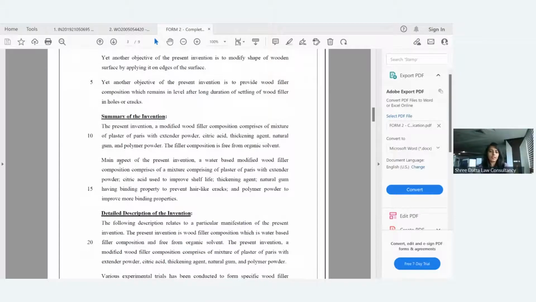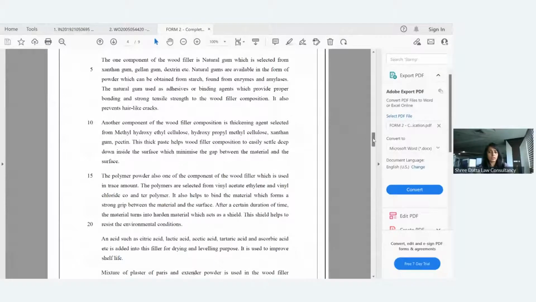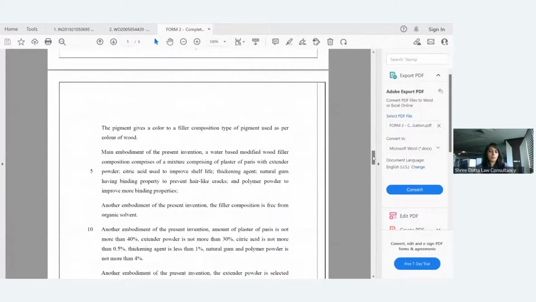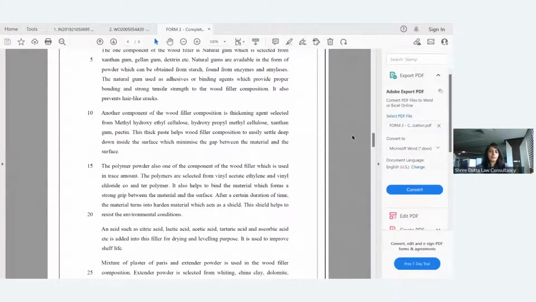Here, as I have told, we can add the aspects and embodiments in this way, the main aspect of this. And in the detailed description, they have given each and every detail, which type of components they have used, the excipients, and if any different terminology is used we have to define it. And here we have to add the embodiments that we write in the form of the claims: the main embodiment of the present invention is this, another is this, like that.